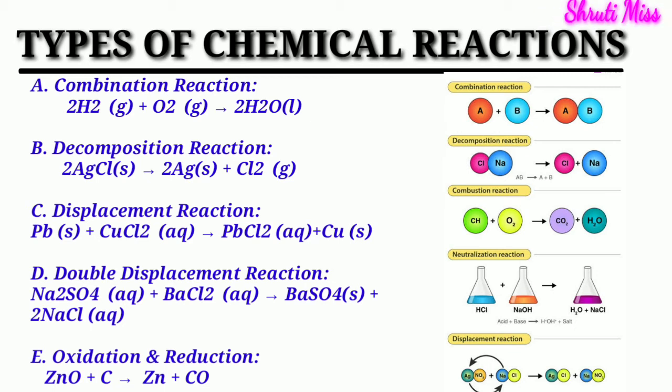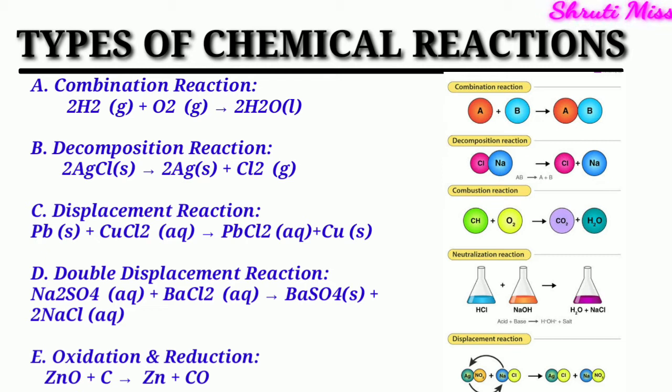In this reaction we can see that there are two different reactants. The first one is Na2SO4 and the other one is BaCl2. After the reaction they will exchange their elements, like BaSO4 plus 2NaCl. In the reactant portion we can see that Na has sulfate and Ba has chloride, but after the reaction Ba has sulfate while sodium has chloride. Okay, so this is known as double displacement reaction.